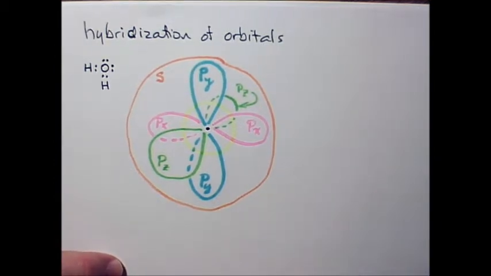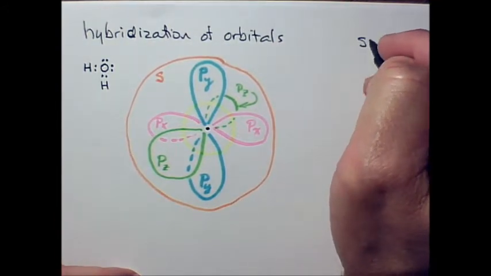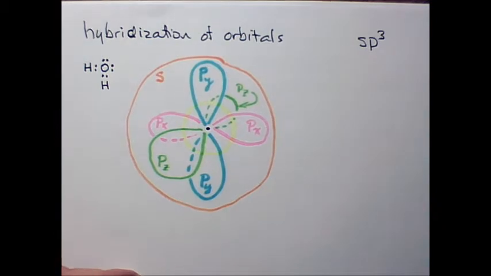There's 5 different types of hybridizations that are reasonably common. We're only going to learn about 3 of them. We'll learn about 3 types of hybridization. And the first we're going to learn about is called an sp3 hybridization. Small letter s, small letter p, superscript 3.